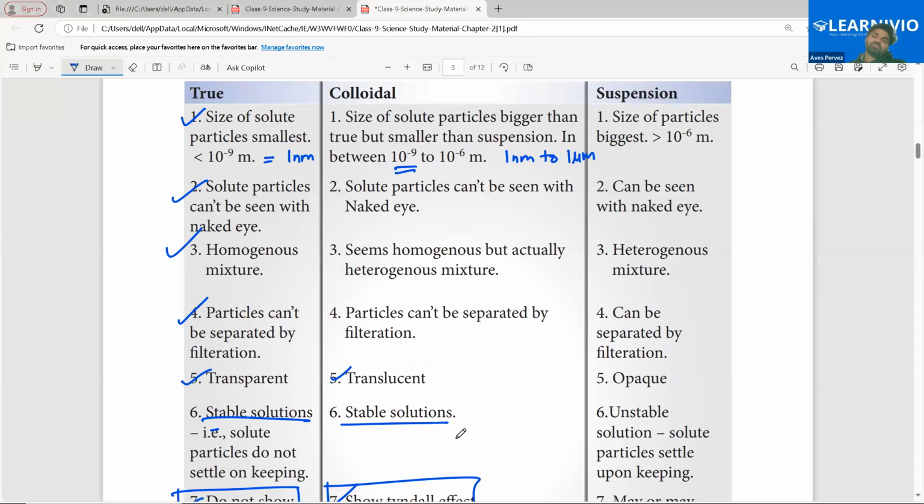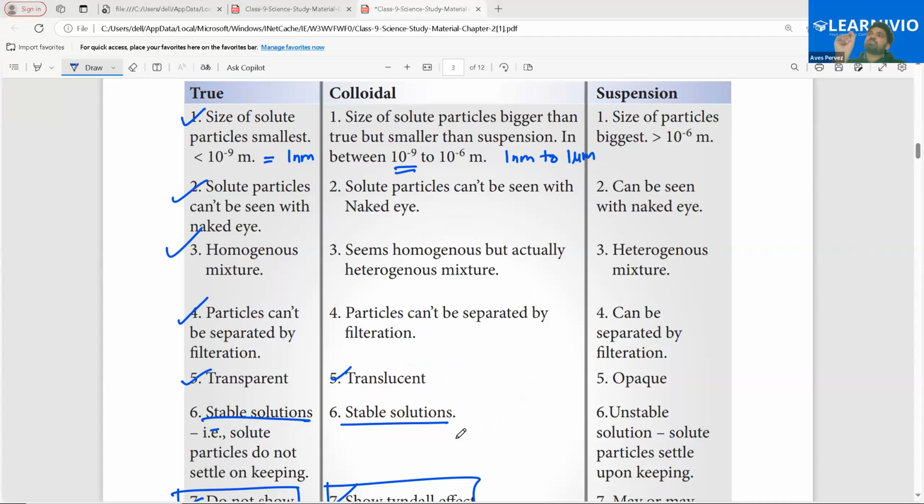So if the particle size is big enough to scatter the beam of light, the path of the light will be visible. Okay, when do we see anything? When the particle is big enough that light falls on it, reflects and reaches our eyes. And if the true solution particle is so small that even light does not fall over it, it is not visible.